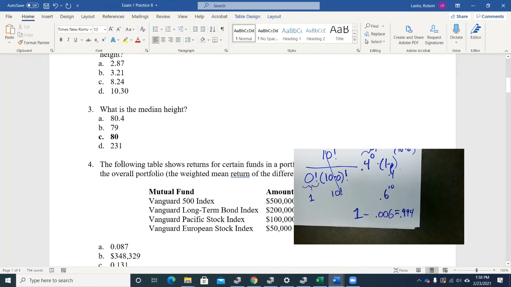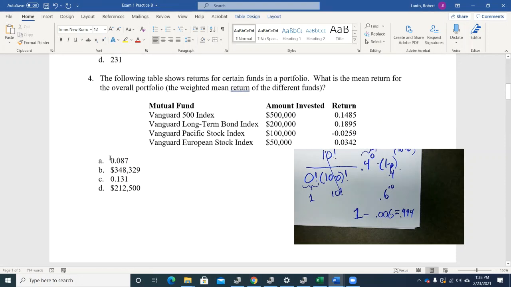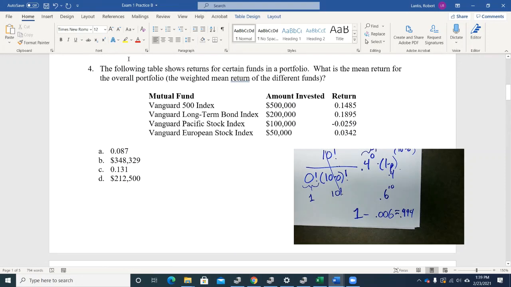Any other questions? We have a little bit of time here, so we'll work through this last one. Okay, so number 4. I've got all these different mutual funds I've invested in and the return rate on each one of those. I invested different amounts in each one of these, and I want to find what my mean return is for this entire portfolio. So I'm looking for the mean of the return variable, but weighting it by how much I invested in each one of those stocks.